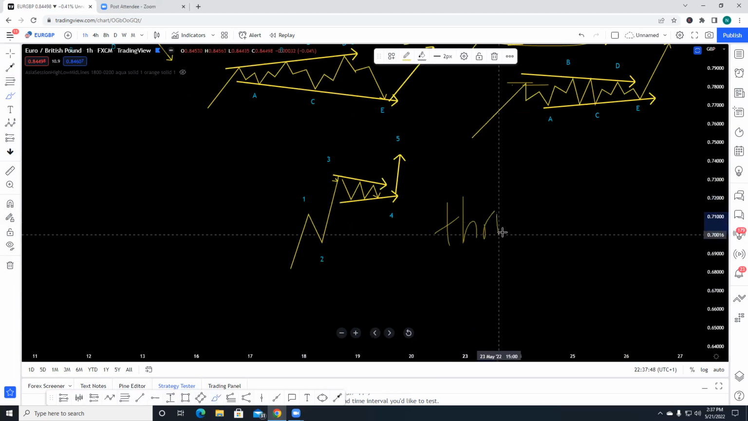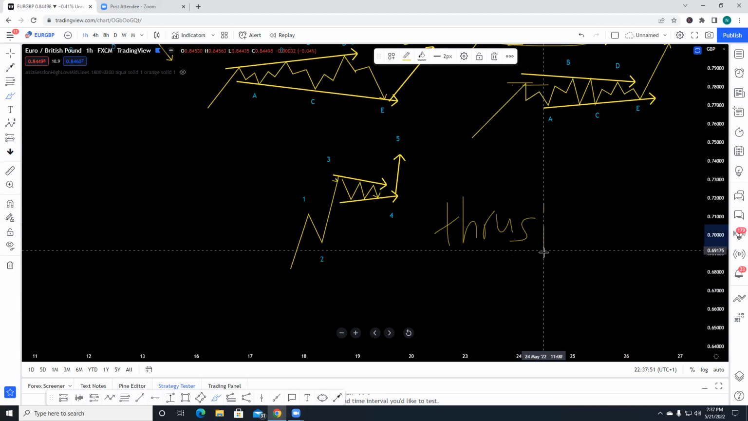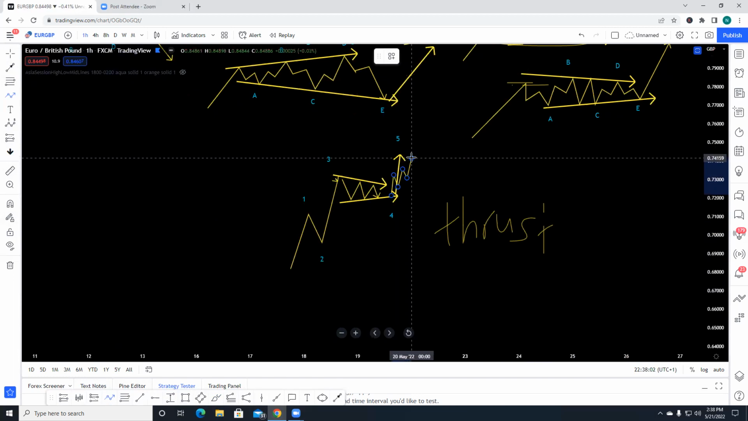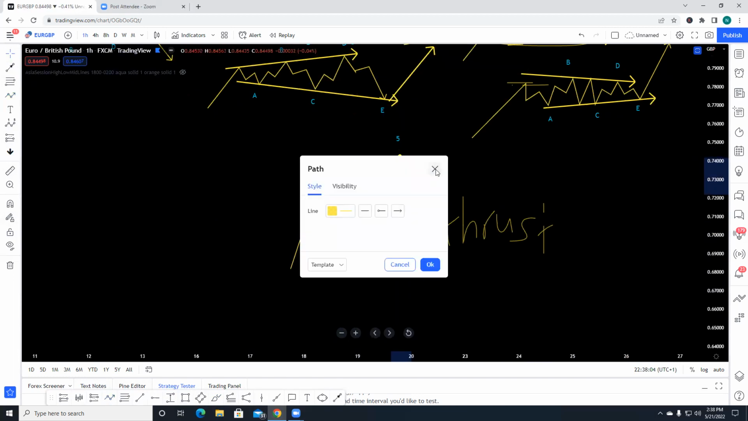Trust. In most cases, Mr. Elliott says that this wave 5 is going to come this way, guys. It's going to come like 1, 2, 3, 4, 5, and in most cases, it's going to come as a diagonal.